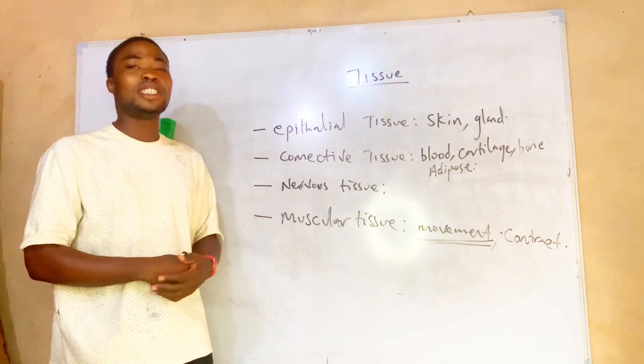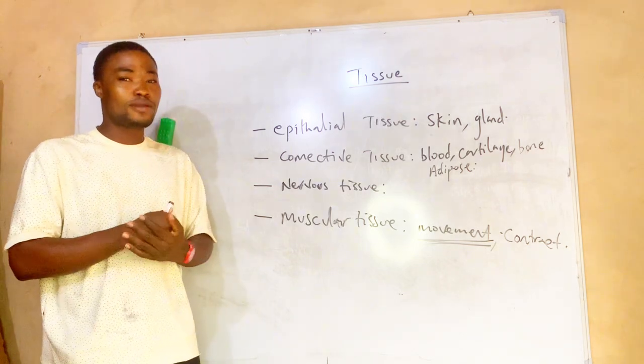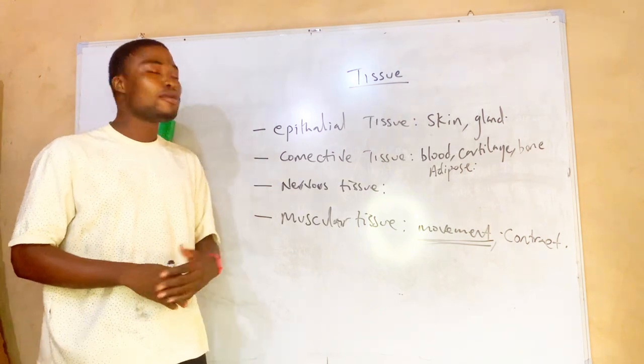So our muscle is a typical muscle. There are various types of muscles in the mammalian body. So many types. Yes. So these are the types of tissues we have.